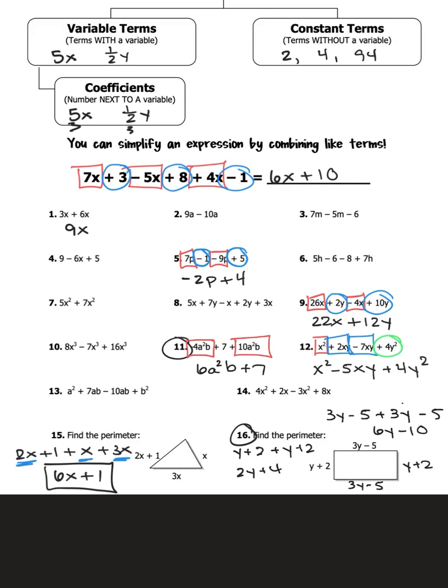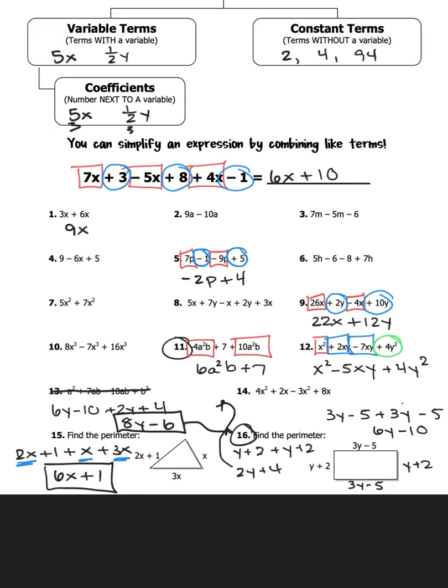Then we're going to add those two together. Running out of a little bit of space, so I'm going to take this over here. So I have 6y minus 10 plus 2y plus 4. I'm just going to scratch that problem out so no one thinks it goes with that problem. So 6y plus 2y gives me 8y. And then I have -10 and a +4, so I get -6. All right, so that goes with number 16.